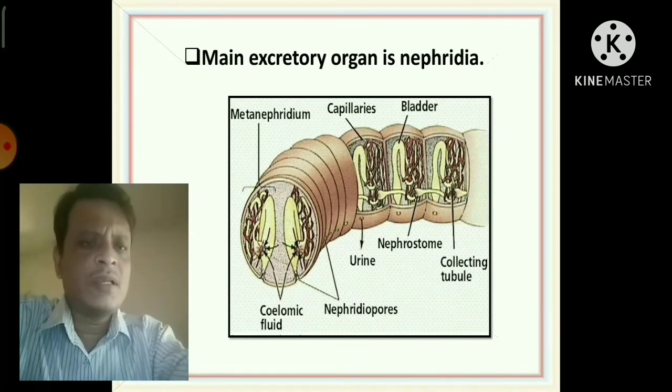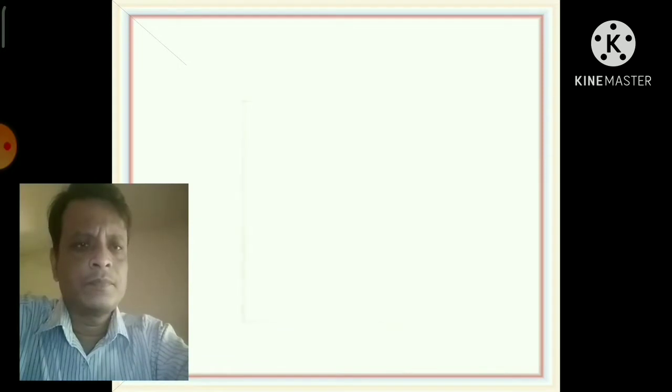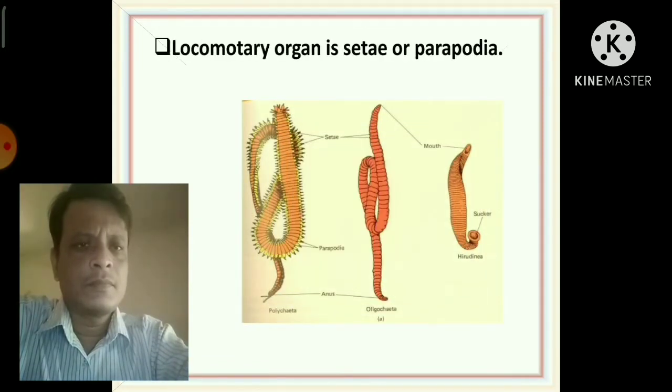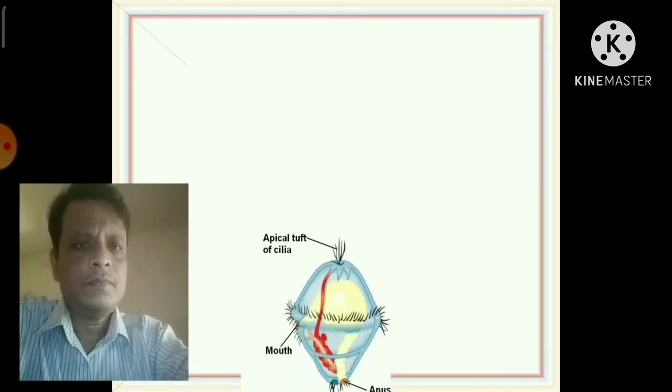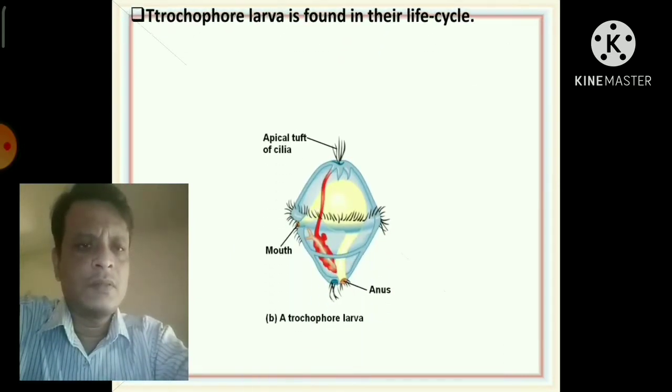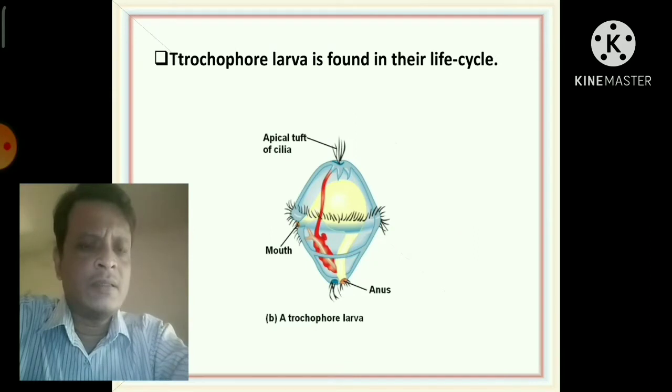The main excretory organ is nephridia. They have the nephridia which act as an excretory organ, and this nephridia is used to excrete the nitrogenous waste materials from their body. The locomotory organ is chaeta or parapodia. And this is the trochophore larva, and this type of larva is found in the life cycle.